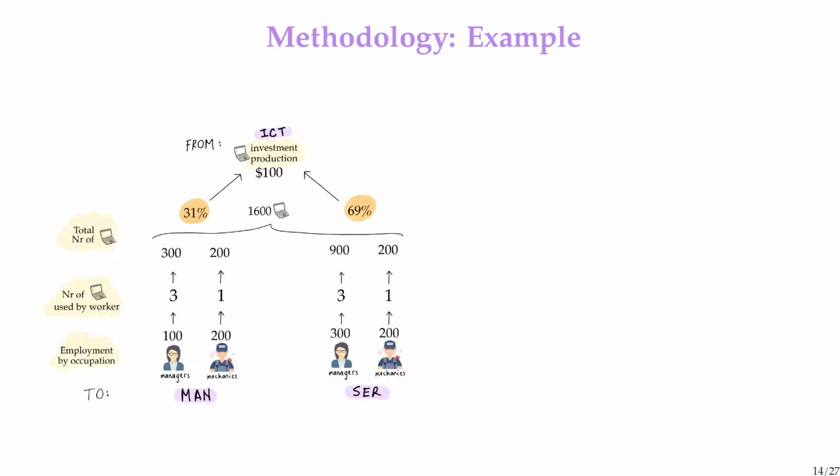So basically you have 1,600 computers used in the economy, 31% of which are used by the manufacturing sector, and 69% of which are used by the services sector. And this is what we do to allocate how investment production is used by each other sector in the economy.